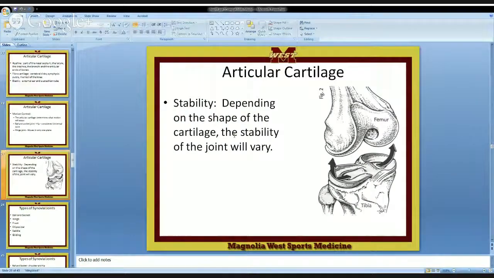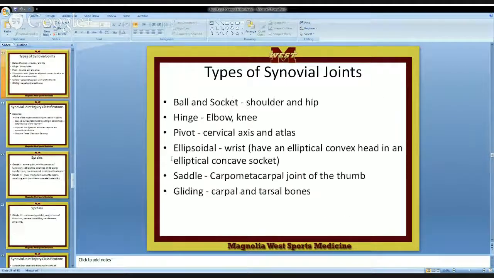All right. Articular cartilage on slide 23 also tells you that depending upon the shape of the cartilage, the stability of the joint will vary. The more movement you have, the less stability you will have, and the opposite is the same. If you want stability, you're going to have to pay the stability toll with movement.